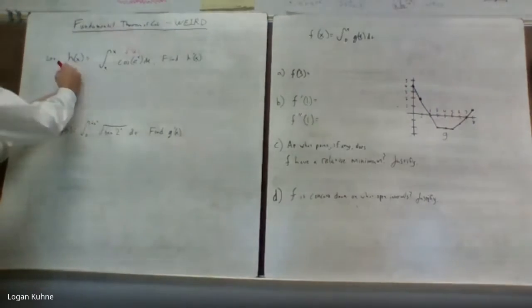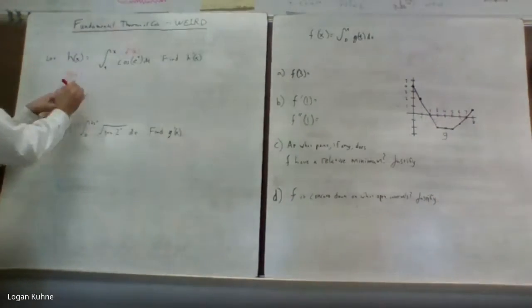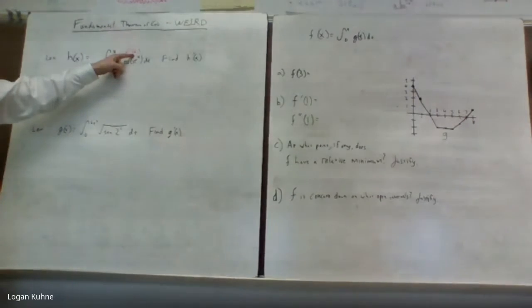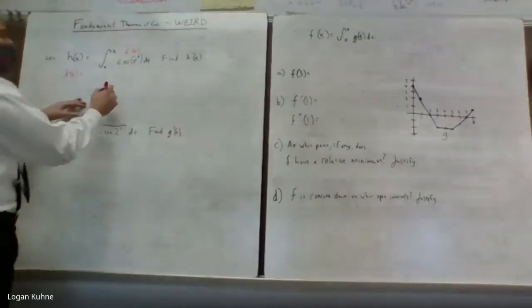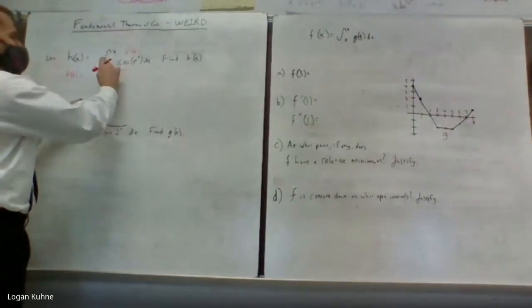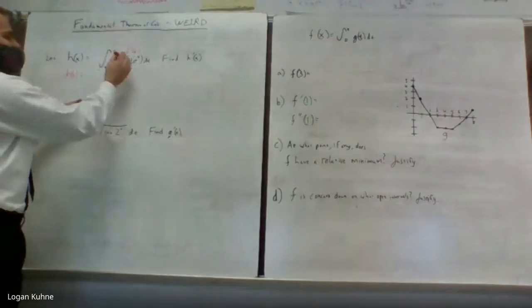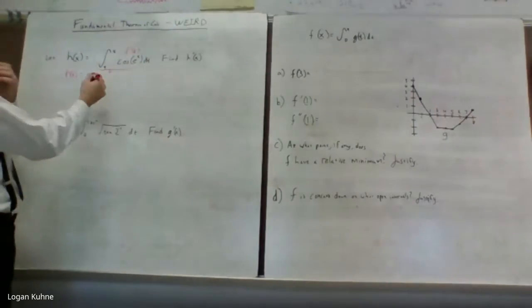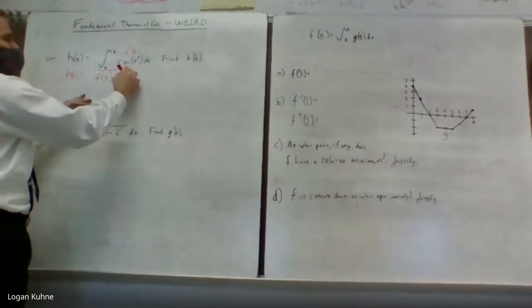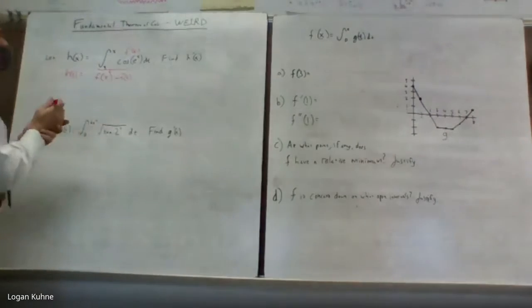So if I'm doing h of x, what's the antiderivative of f prime? It's just f, isn't it? So this is equal to this whole thing. It's going to be equal to the antiderivative of that. I don't know what it is, but I'm just going to call it f. F of, I'm going to plug in my limits, x minus f of 4. Okay.